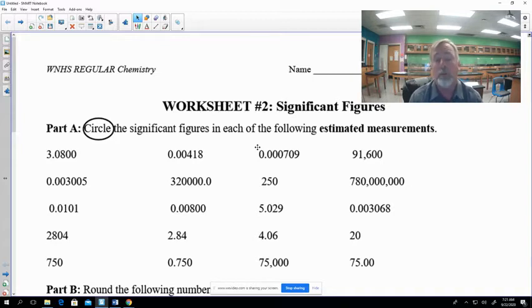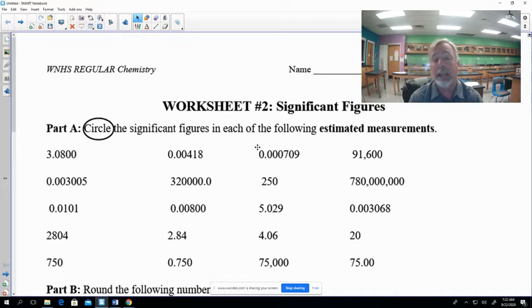Some tools are more precise than others. So remember, for significant figures, we had our rules that any non-zero digit, any digit from 1 to 9, will always be significant. We're going to count that as a significant digit.